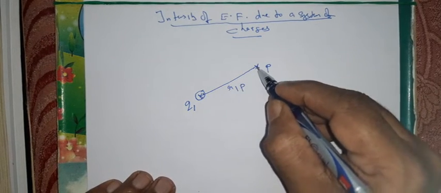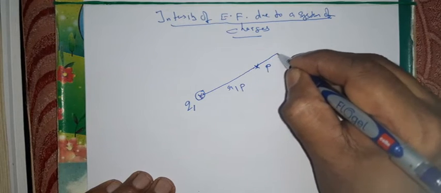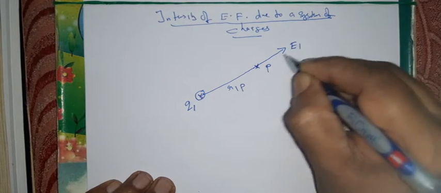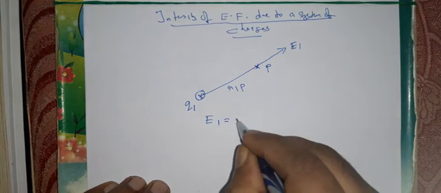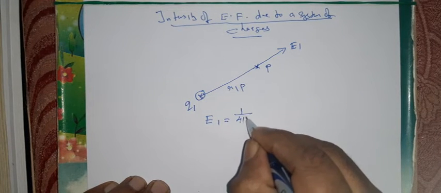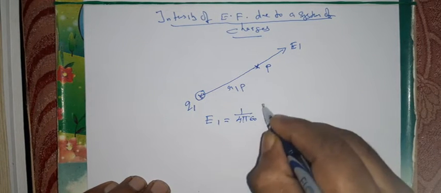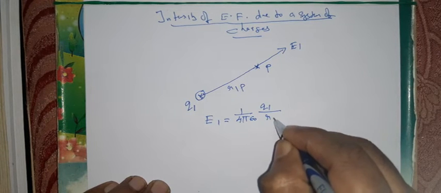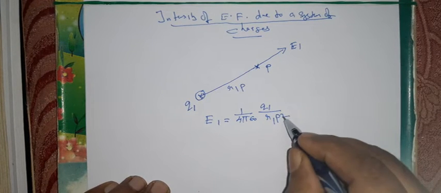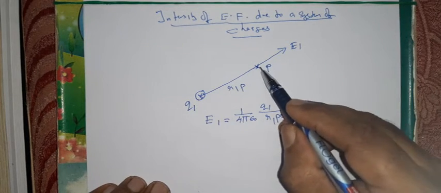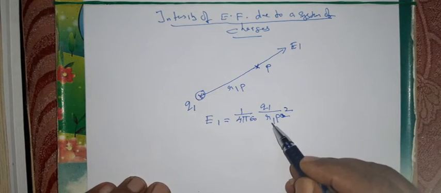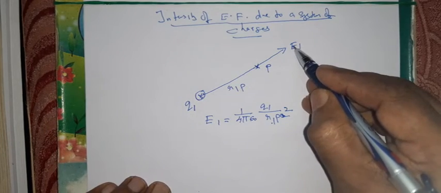Then what is the intensity of the electric field? Let it be E1. It is directed like this. And E1 is given by the formula. E1 is equal to 1 by 4 pi epsilon 0 into Q1 by R1P square. We have studied the formula. Intensity of the electric field is 1 by 4 pi epsilon 0 into Q by R square. This formula is applied here and is directed like this.